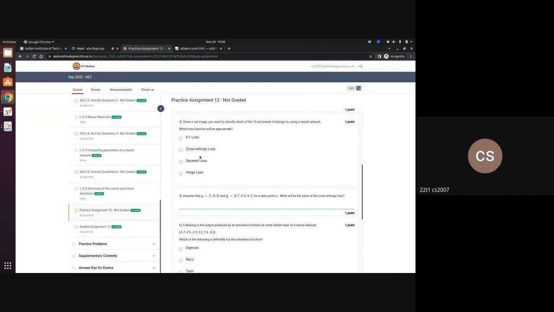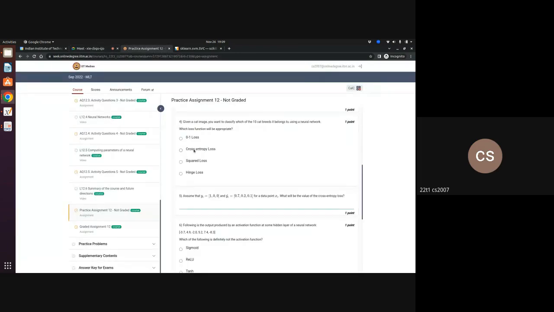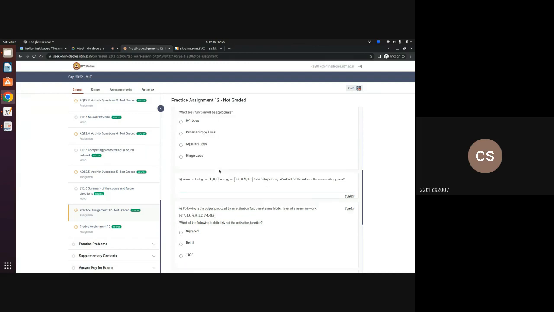So it's a multi-class classification, right? So what will be appropriate here? Cross entropy. Yeah, right. Cross entropy loss. I've just now explained to you. So it's a multi-class classification problem. 0, 1 loss definitely is not a good one. It is not differentiable. Squared loss we've seen is not a good one. Hinge loss again, it's a multi-class classification. We'll be using cross entropy loss.